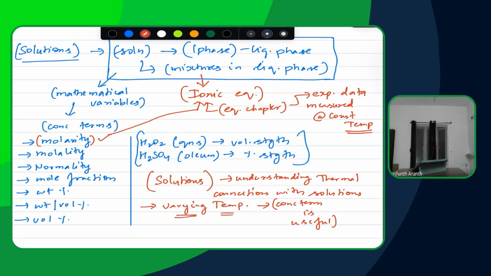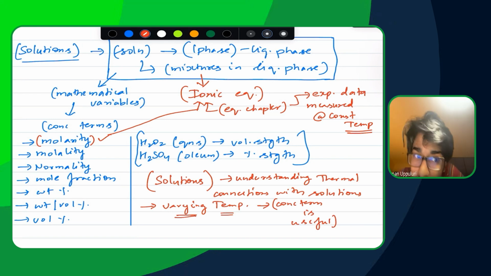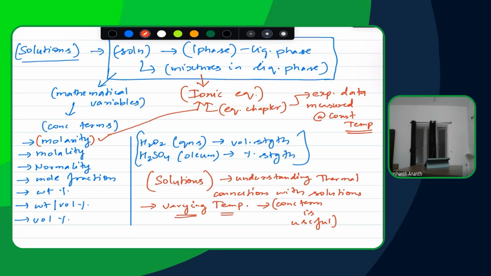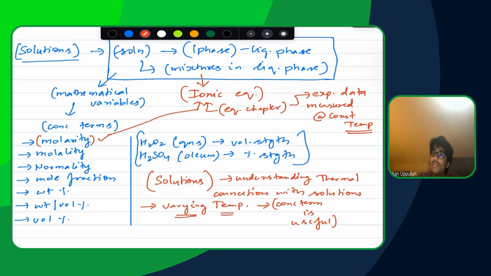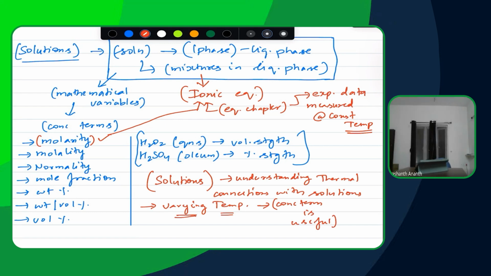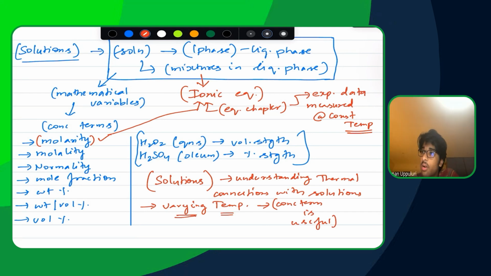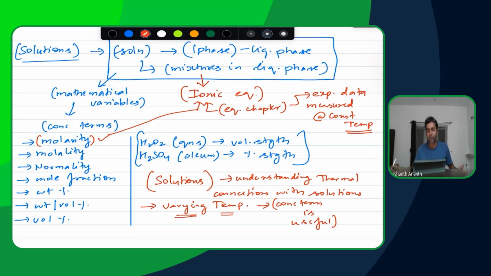So if it deals with volume of solution here, then there is a problem now. What is the problem if it deals with volume of solution? Can you tell me? Have you tried heating a liquid? Yeah, the volume is going to expand. That's correct. So volume changes. The volume is changing when you heat the liquid.